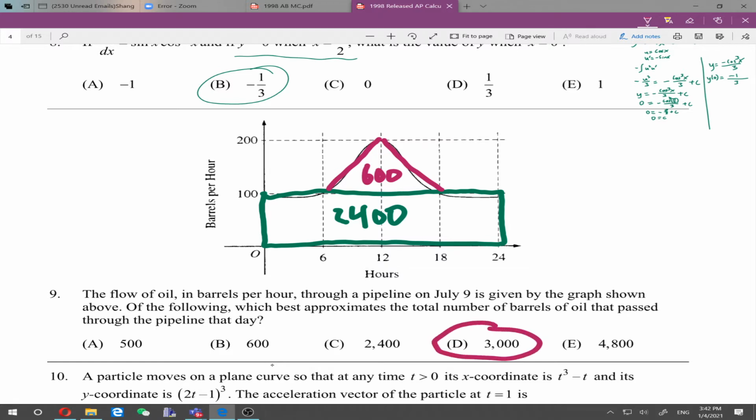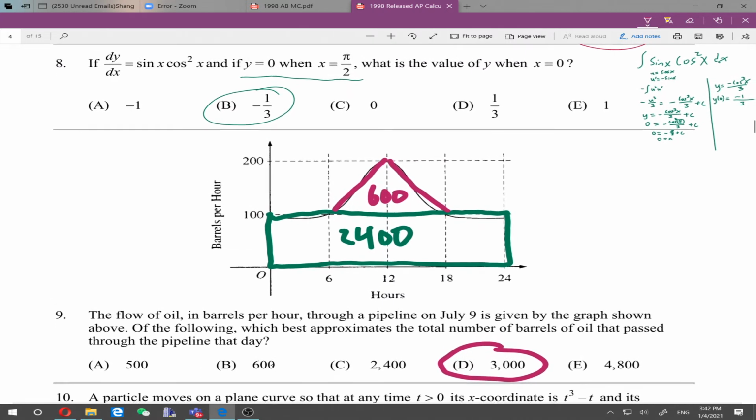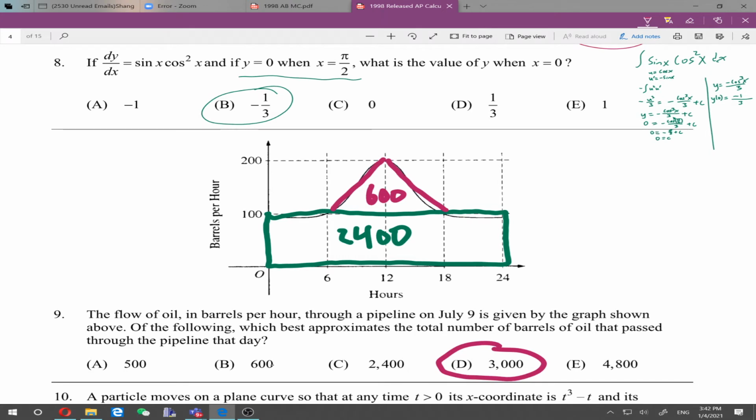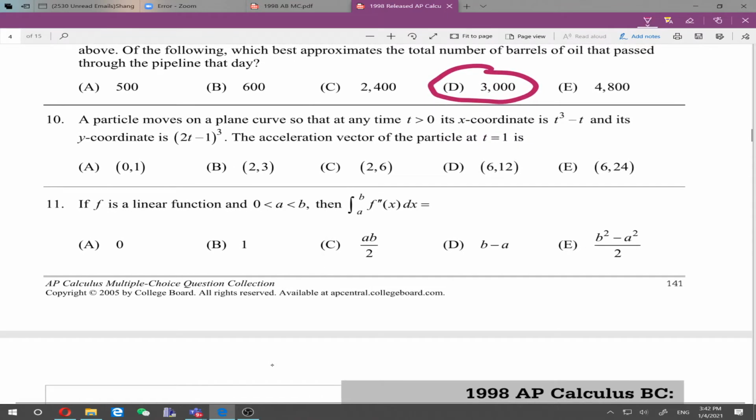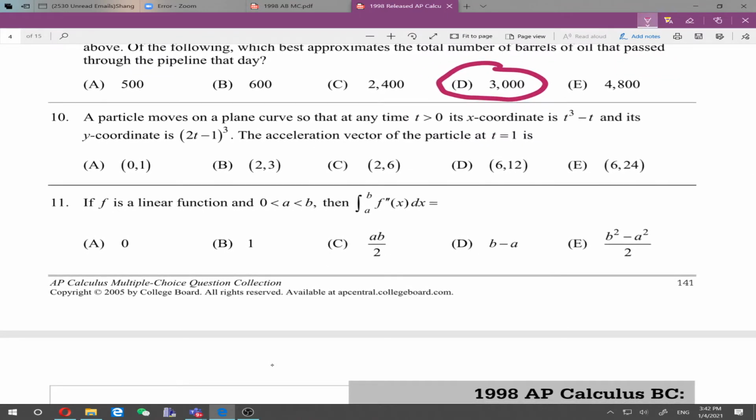All right. Any questions on either 8 or 9? Okay. For 10, we've got a particle moving on a plane so that for t greater than 1, our x coordinate is t cubed minus t, and our y coordinate is (2t minus 1) cubed. I want to know the acceleration vector of the particle.